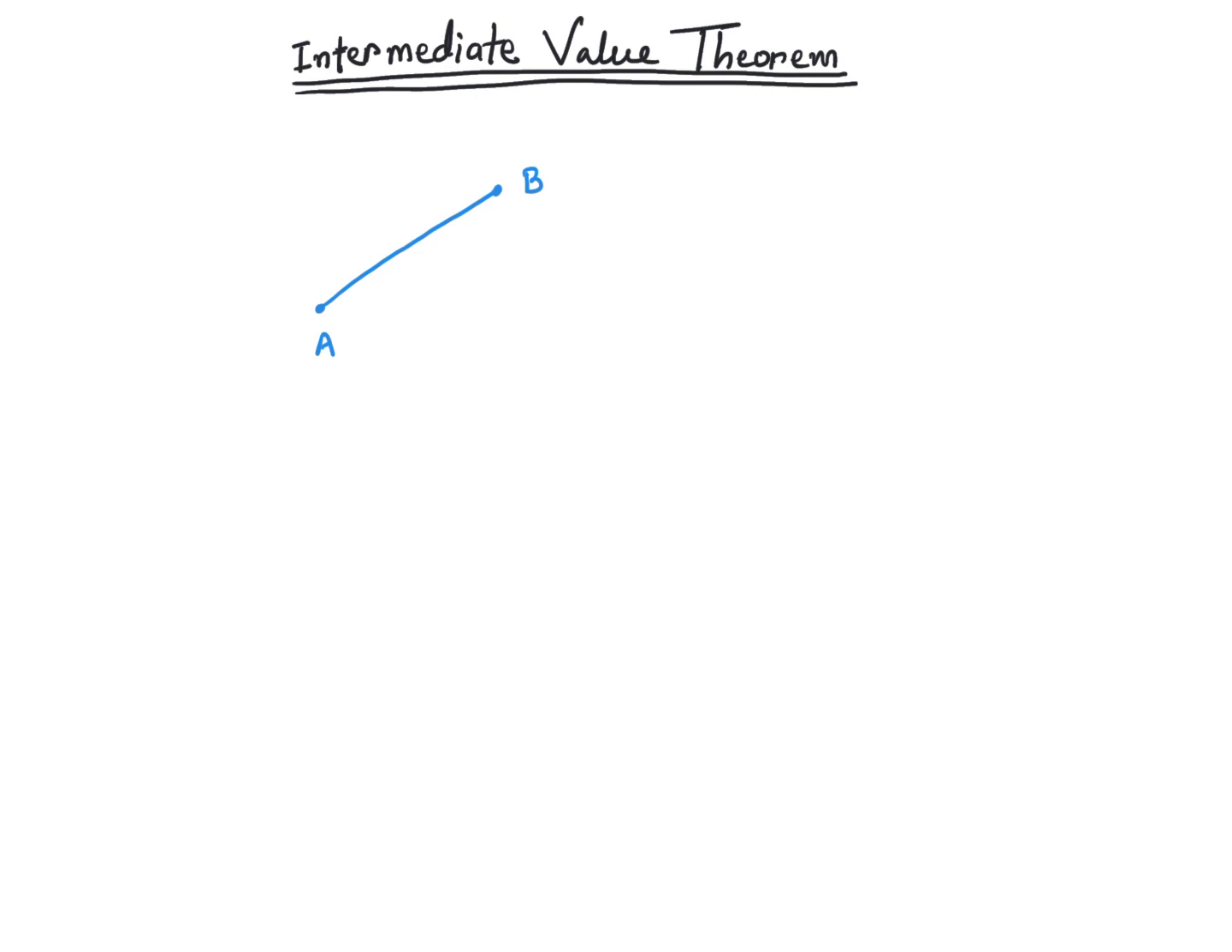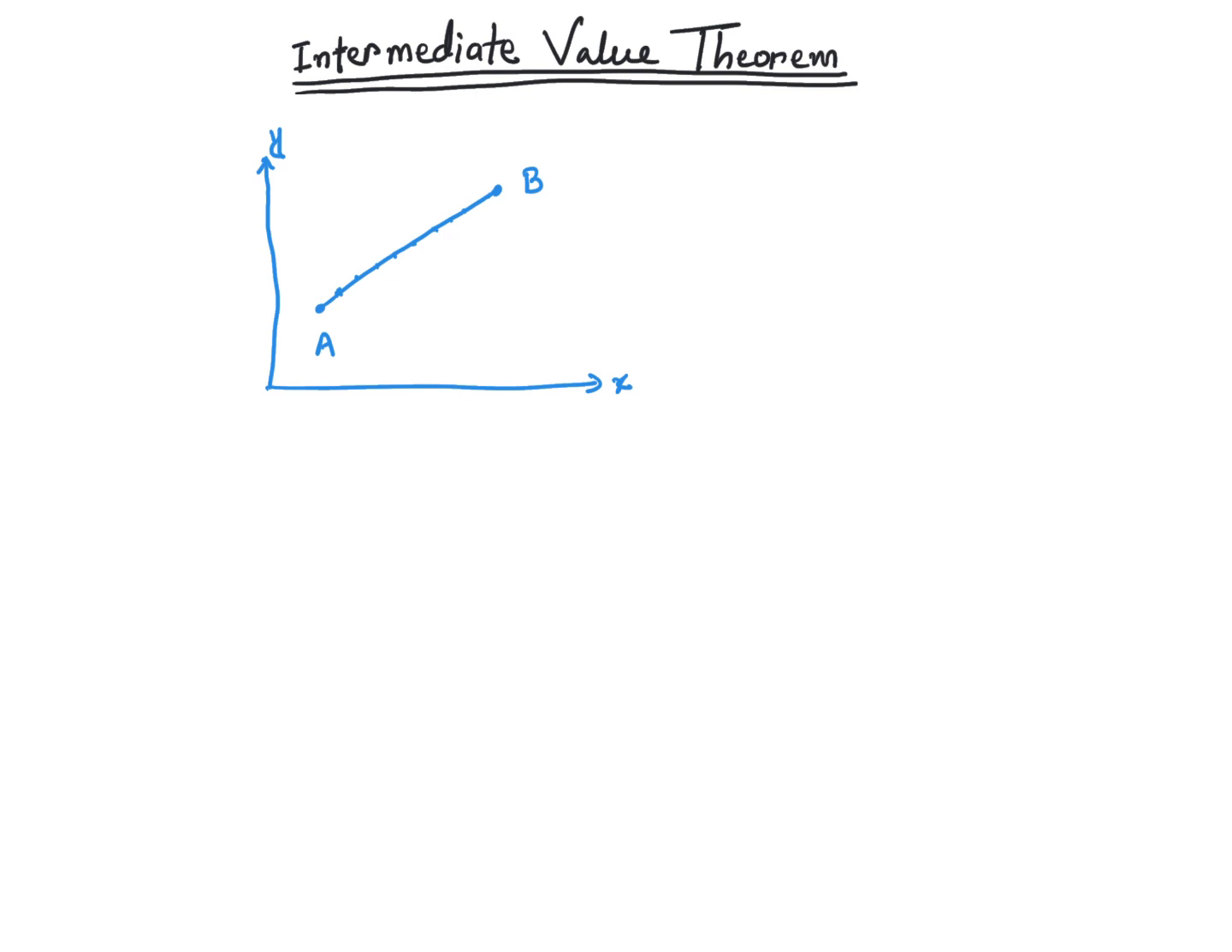Now, to get to point B from point A, you have to go through every single point in between A and B. So let's say you walk, and you keep going this way. Every single point you have to cover between points A and B. Now let's go ahead and put a coordinate system on this. So let's say this is my y-axis and this is my x-axis. This is y and x.